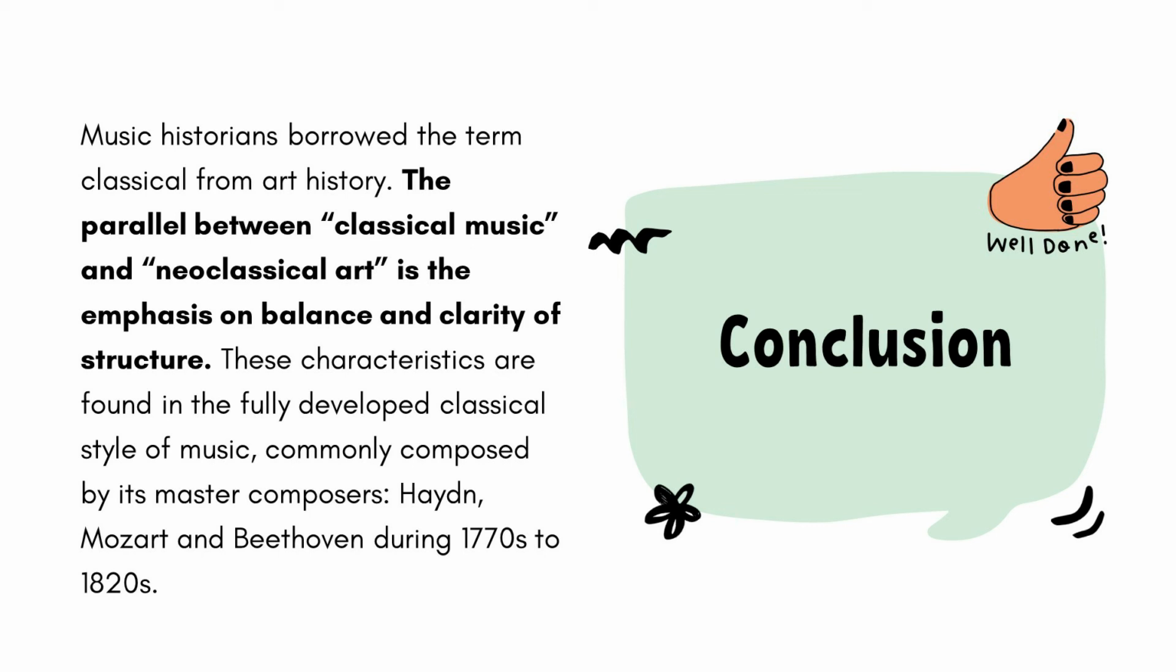So these characteristics are found in the fully developed classical style of music commonly composed by its master composers Haydn, Mozart, and Beethoven during the 1770s to 1820s. Kaya pala yung style nila Beethoven na sobrang simple, sobrang madaling matandaan yung melody, sobrang balanse ng music, ay ganun. Kasi yung origin nun is yung style ng neoclassical art that also emphasizes balance and clarity in terms of structure. So that is the relationship between classical art and classical music.